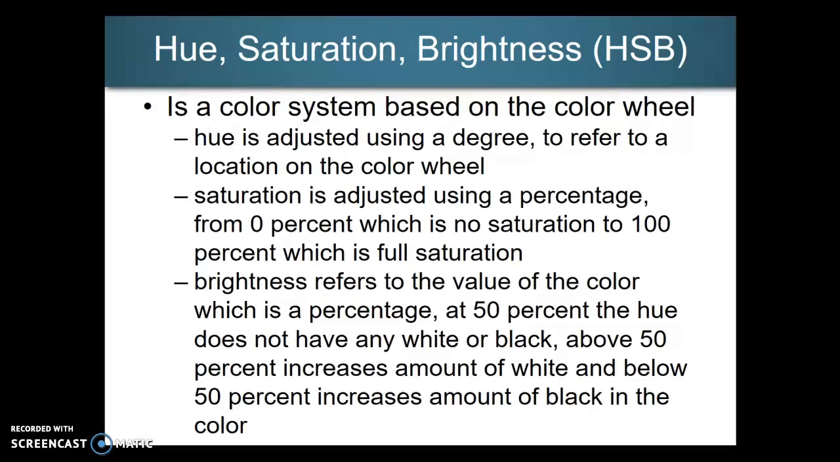Hue, saturation, brightness is a color system based on the color wheel. Hue is adjusted using a degree to refer to a location on the color wheel. Saturation is adjusted using a percentage of 0%, which is no saturation, to 100%, which is full saturation. Brightness refers to the value of the color, which is a percentage. At 50%, the hue does not have any white or black. Above 50% increases the amount of white, and below 50% increases the amount of black in the color.